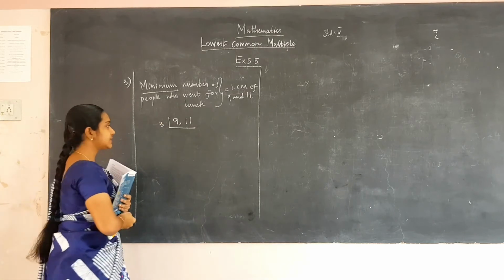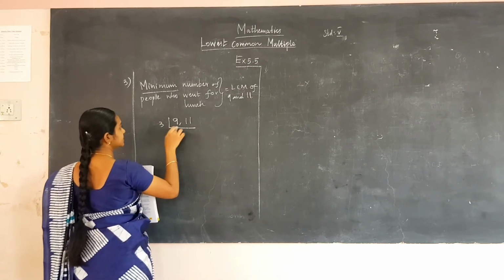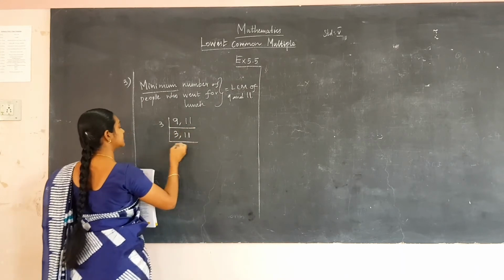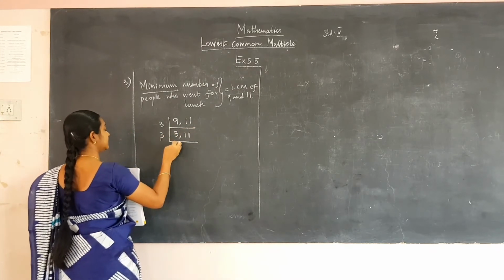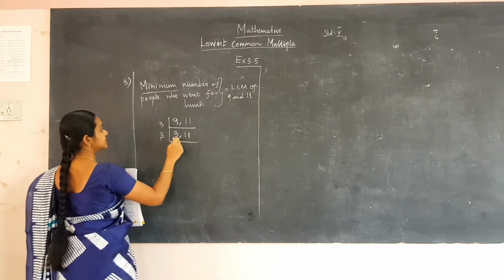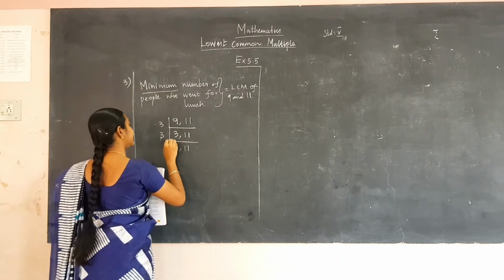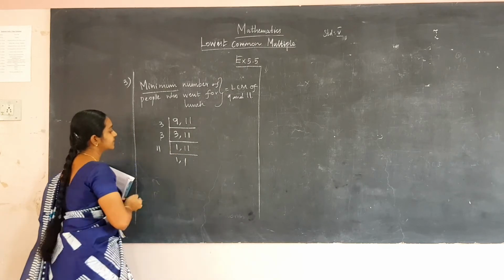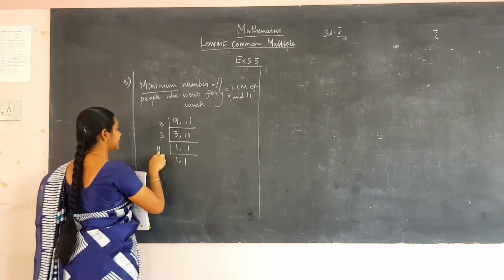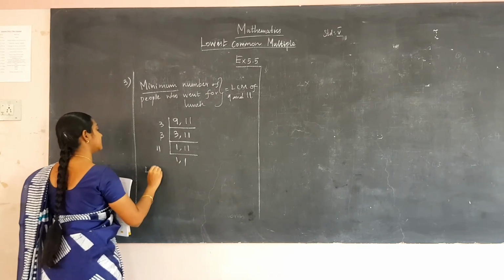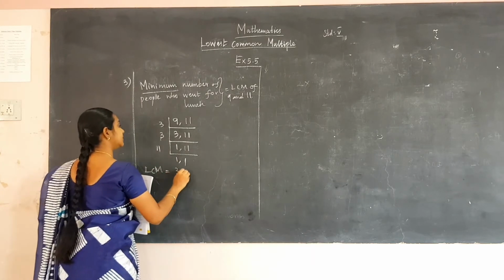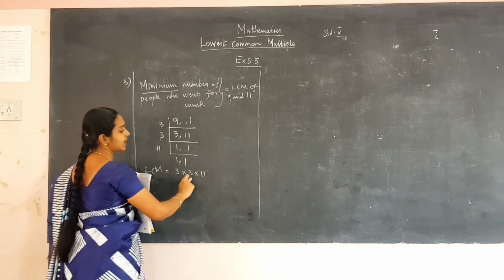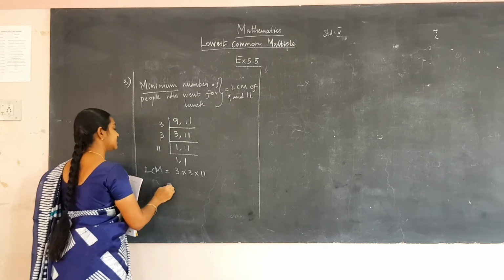Let us divide it with 3 first. 3 into 3 is 9. 11 is not divisible, so keep 11 as it is. Again we are going to divide it with 3. 1 into 3 is 3. Keep 11 as it is. Now divide it with 11. 1 11 is 11. 11 is a prime number, so we can divide. So the LCM is 3 into 3 into 11. 3 into 3 is 9. 9 into 11 is 99.